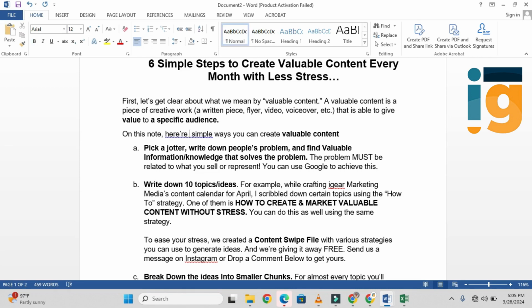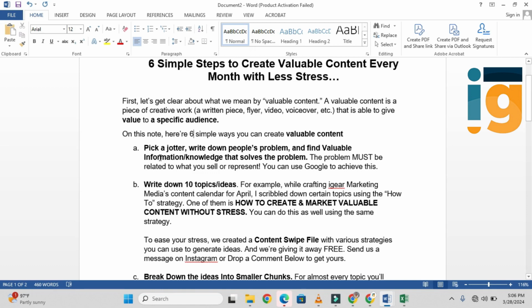Okay, now the first thing you need to do is to pick a jotter. Write down people's problem. Okay, if you don't know their problem, then go to Google, search for it, write down their problem, and find valuable information that solves that problem. All right, but make sure that the problem you are solving is related to whatever you are offering online. Please, if you are selling shoes, don't teach people how to repair their kitchen, their kitchen bathtub. Well, you get my point. Don't teach anything that is not related to what you are selling.